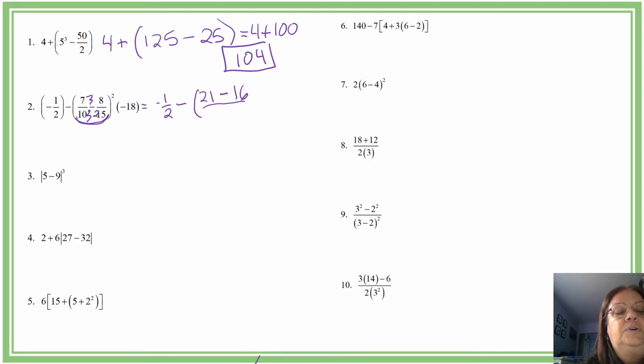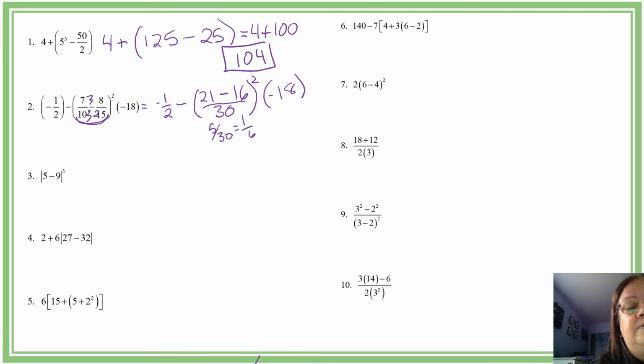over 30. And this is squared and minus 18. Now 21 minus 16 is 5. So I have 5 over 30, which is 1 over 6.